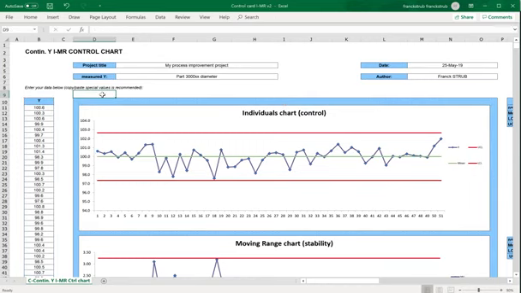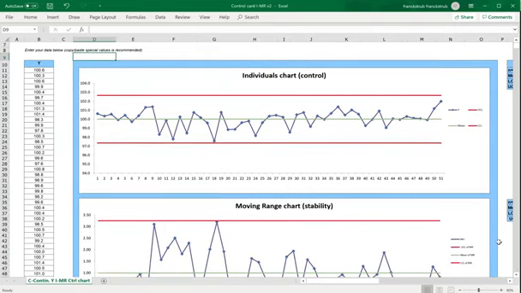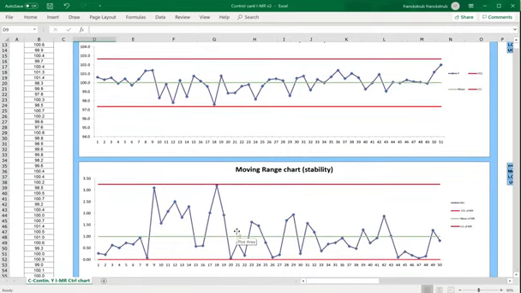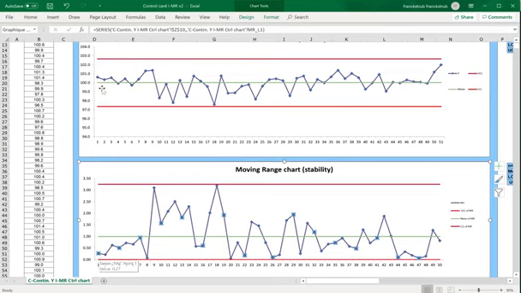In fact, when we speak of IMR charts, individual moving range charts, we speak of two charts. This one, the individual chart, and below, the moving range chart. What is the moving range chart? It is a chart where you plot the difference between point n and point n minus 1 in absolute value. So moving range 1 is equal to the difference between individual 2 here and individual 1 in absolute value.